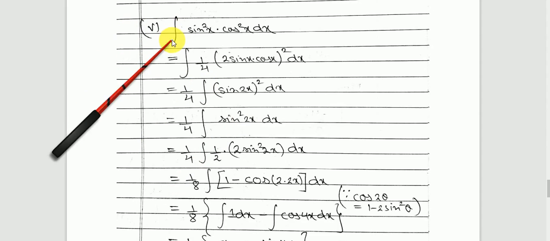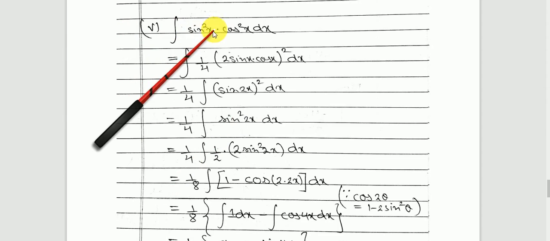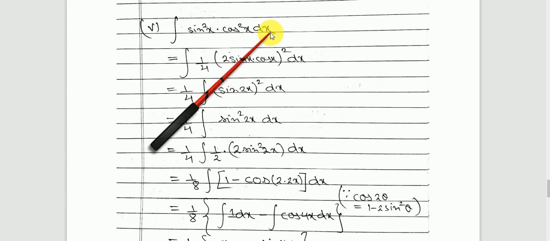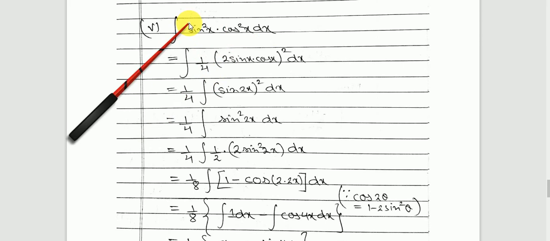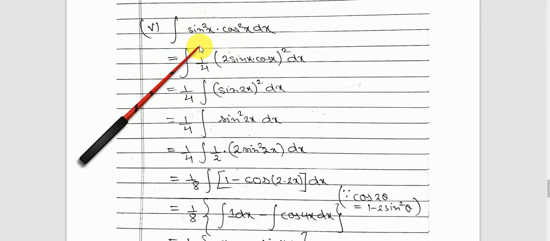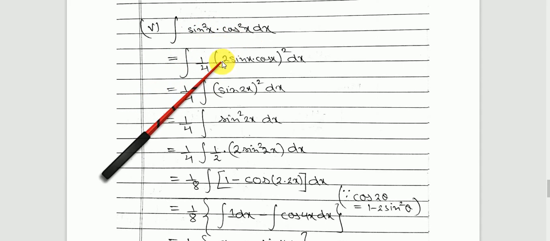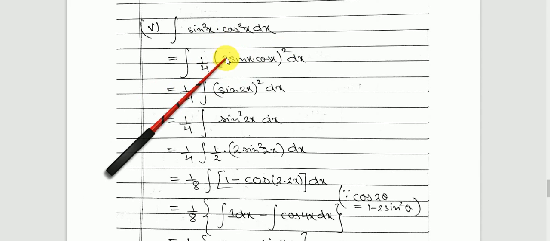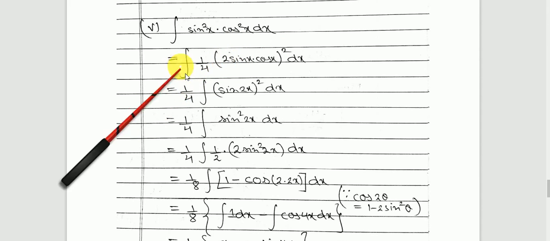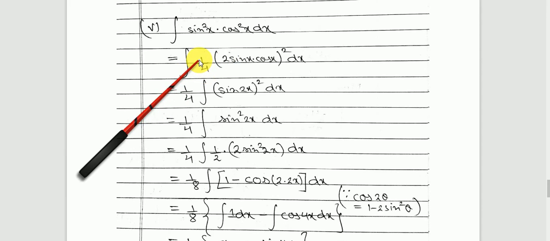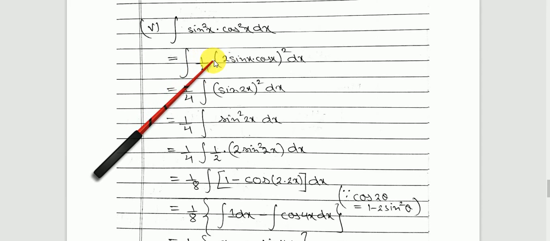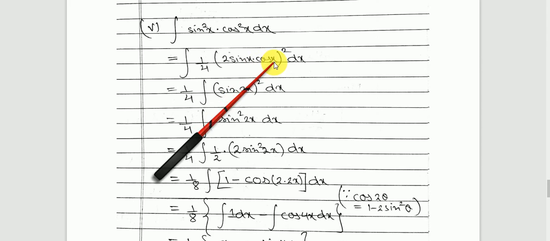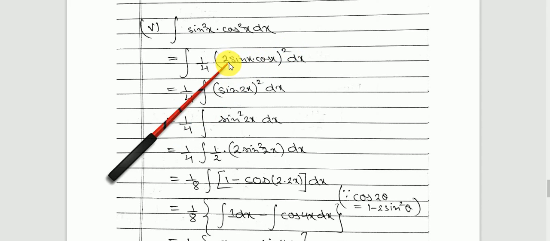Then 5, integration of sin square x into cos square x dx. Here again you don't have any direct formula for this, but we can write this sin square x into cos square x this way, 2 sin x into cos x whole square. Here what I'm doing, I'm multiplying by 4, so I have to divide also by 4, so some manipulation you have to do over here. So here we got 1 upon 4 into 2 sin x into cos x whole square. Now this 2 into sin x into cos x is nothing but sin 2x.